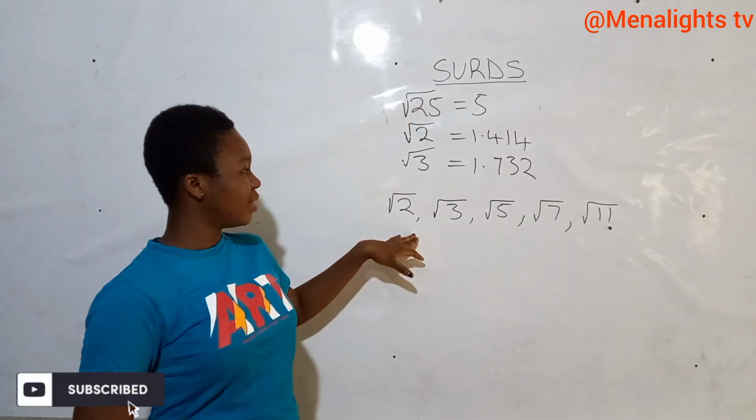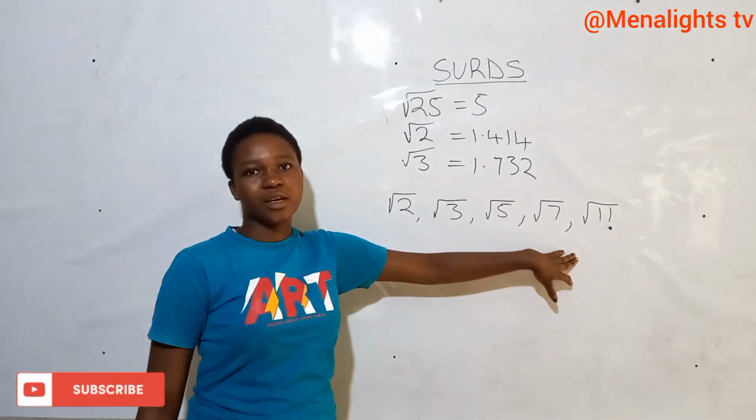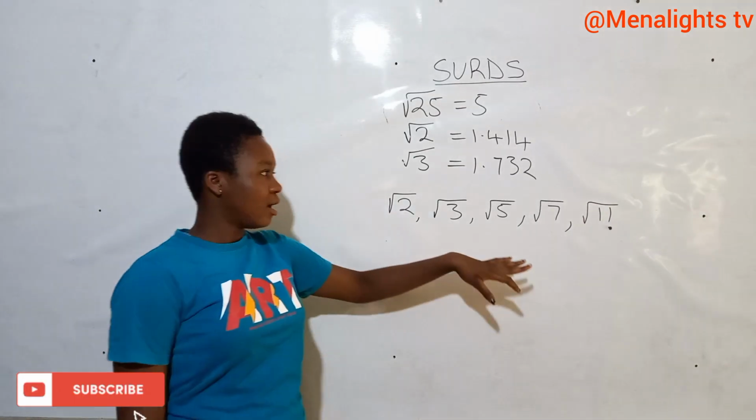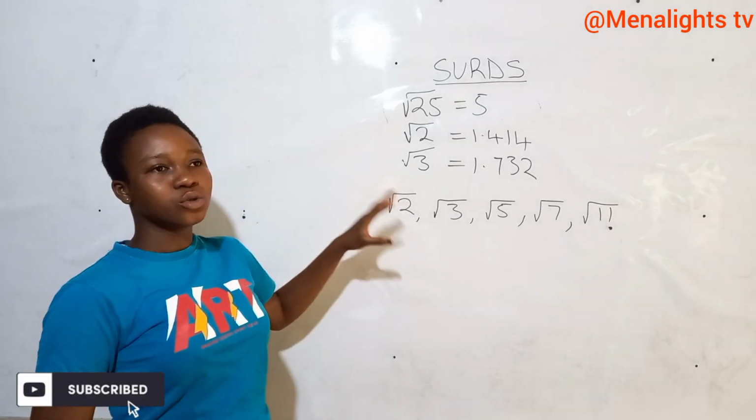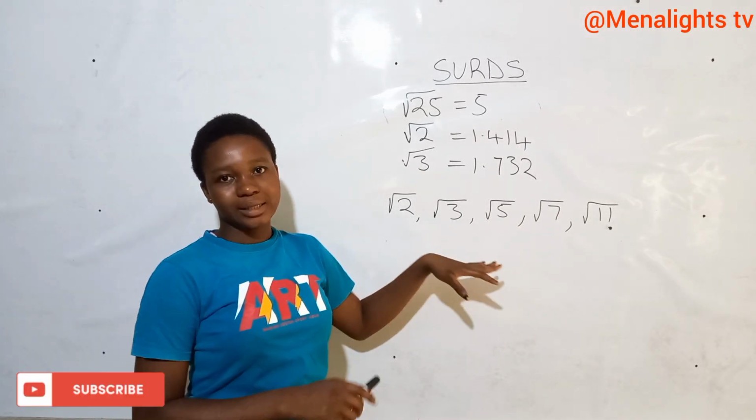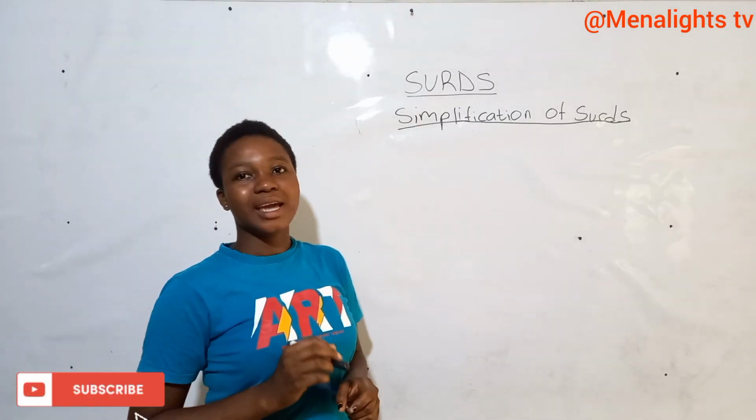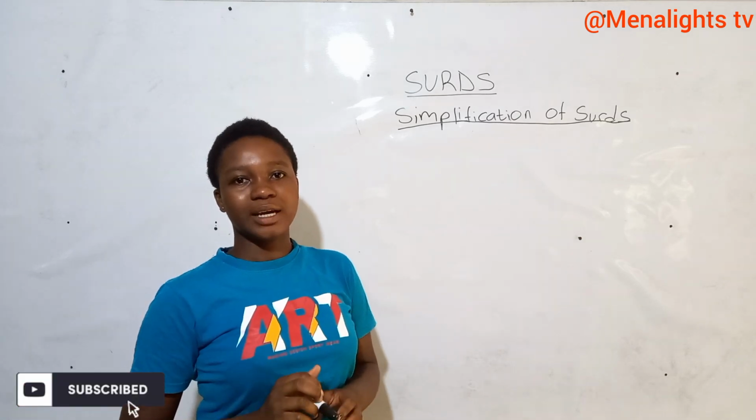When we take these numbers written here, root of 2, root of 3, root of 5, root of 7 and root of 11, they cannot be reduced any further to remove the square root. So they are called irrational numbers, generally known as surds. So when we take a number that is in a square root that cannot be reduced any further, then we say it is simplified.